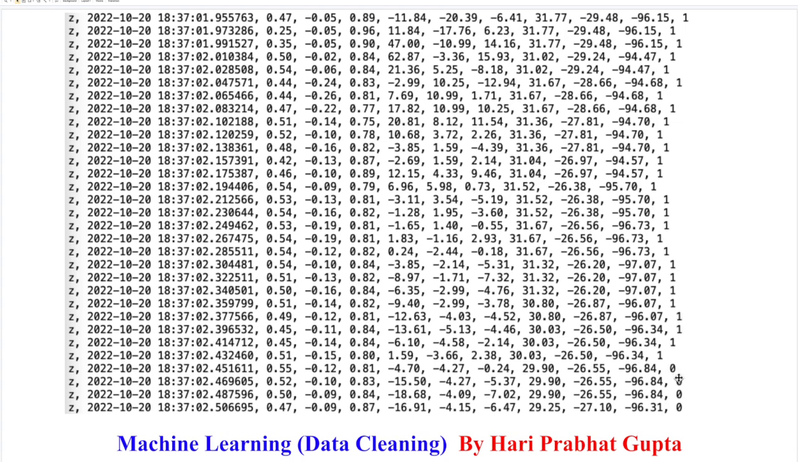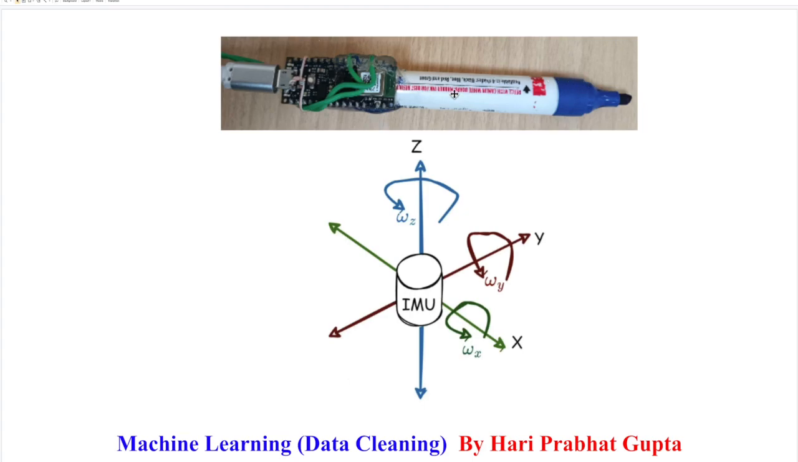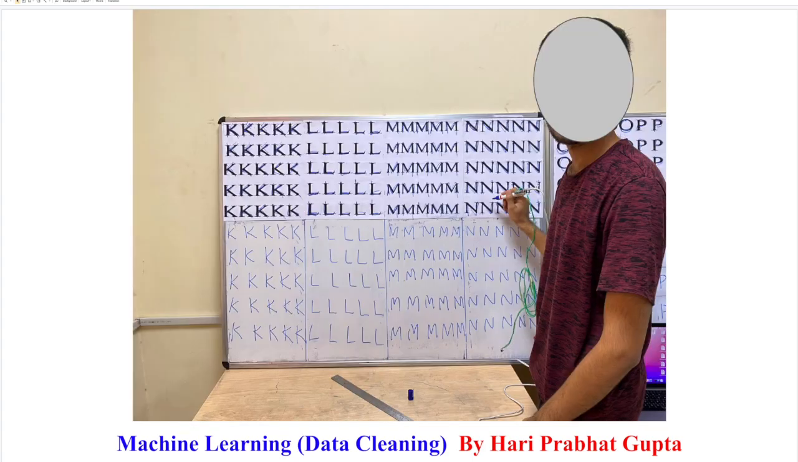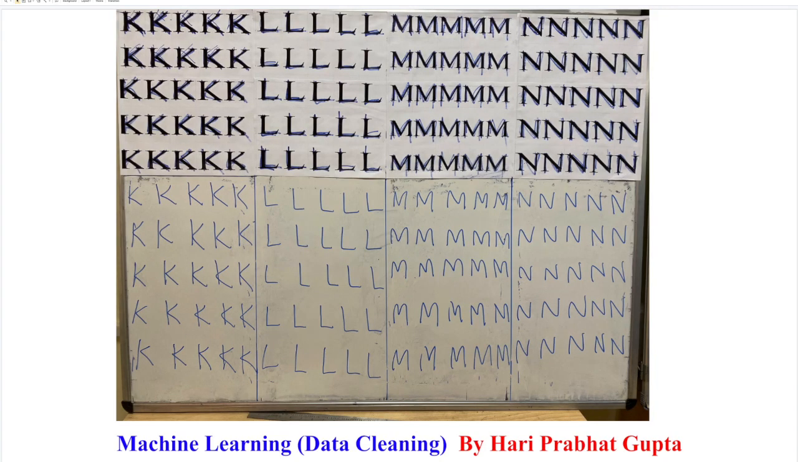Here the time series is stopped. That means these samples are sufficient to write one Z character. So here this type of markers the users used. So they write, this is like the connection. All this data is recorded in a system, and this exercise repeats for capital A to capital Z, small a to small z. So this is the data collection technique.